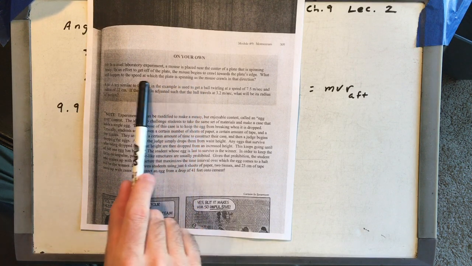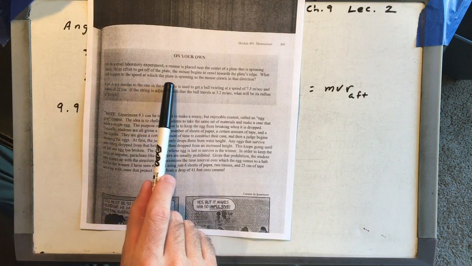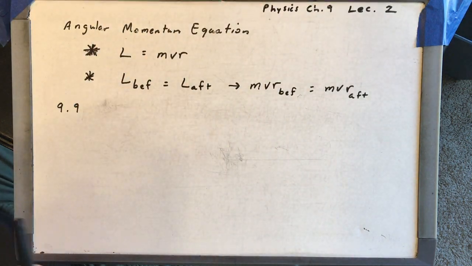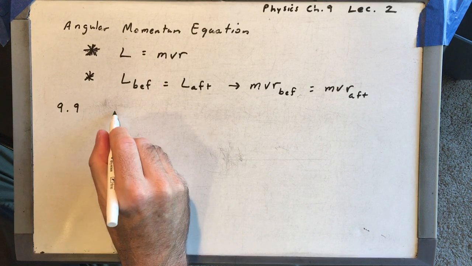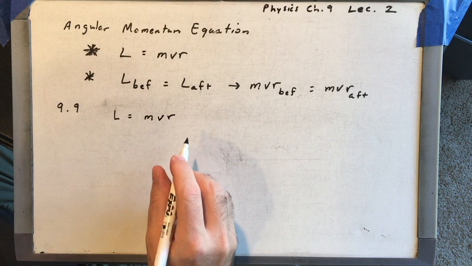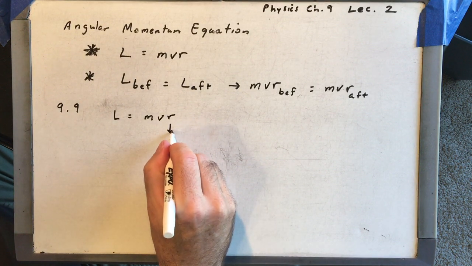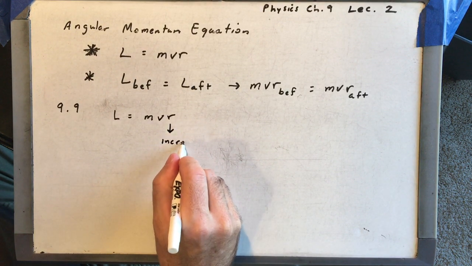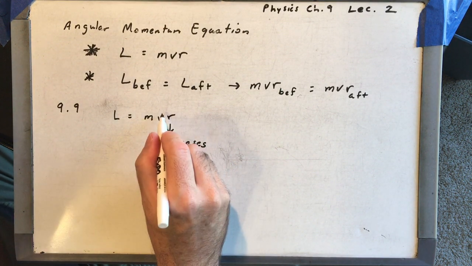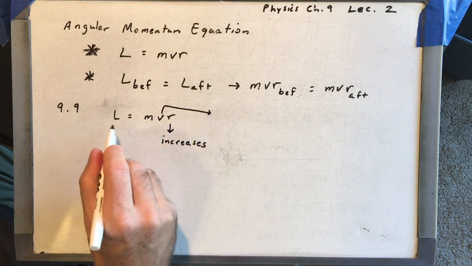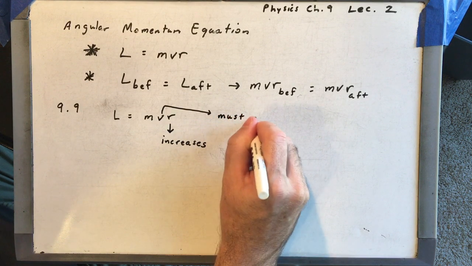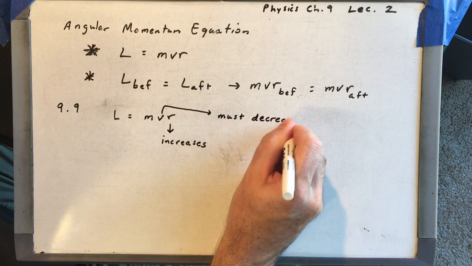What will happen to the speed at which the plate is spinning as the mouse crawls in that direction? Okay, so we know that L is equal to mvr. So the radius is increasing because the mouse is moving out towards the edge of the plate. Therefore, the velocity in response, if L is going to stay the same, the velocity must decrease.